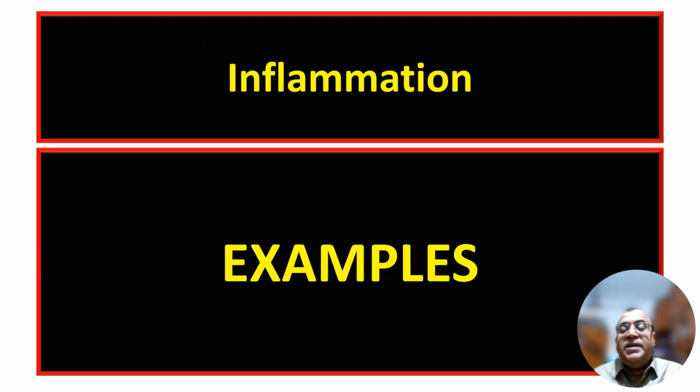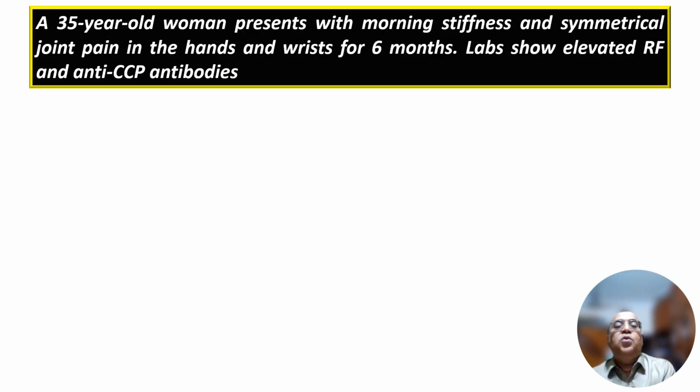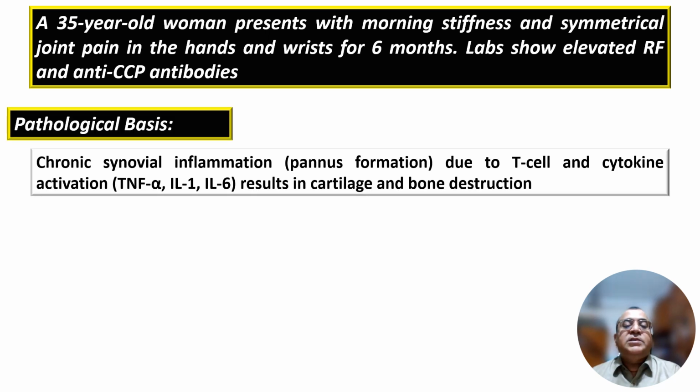Now, to understand the concept of chronic inflammation, we will see some case scenarios and their explanation. In this case scenario, a 35-year-old woman presents with morning stiffness and symmetric joint pain in the hand and wrist for 6 months. Lab shows elevated rheumatoid factor and anti-CCP antibodies.